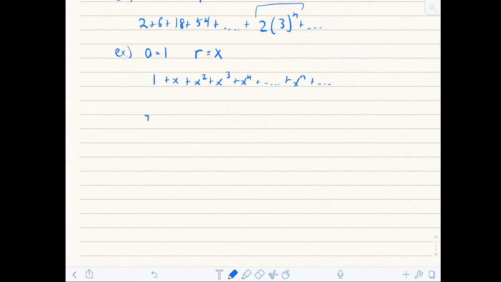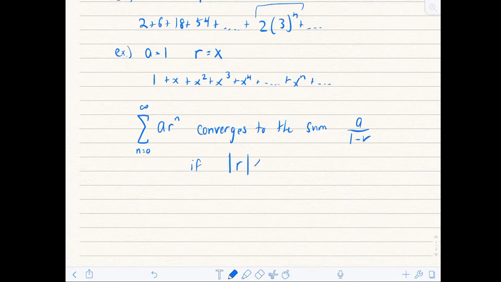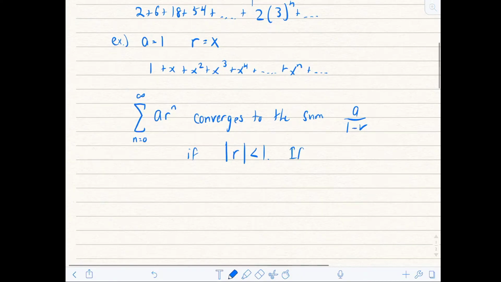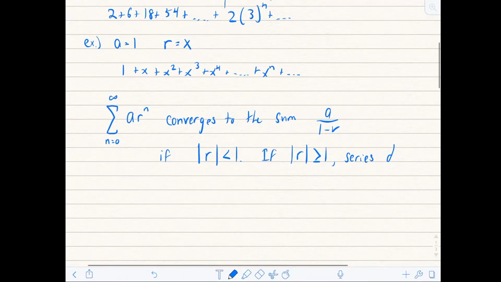We remember before, if I have the sum from n equal to 0 to infinity of a times r to the n, it converges to the sum a over 1 minus r if the absolute value of r is less than 1. If the absolute value of r is greater than or equal to 1, the series diverges. We talked about that before, about whether a geometric series diverges or converges.